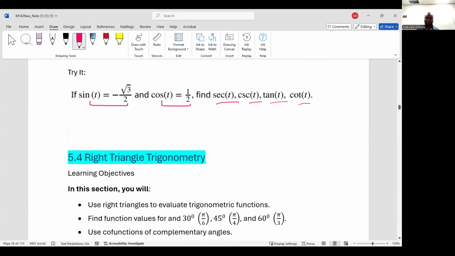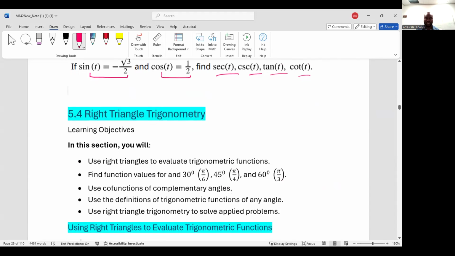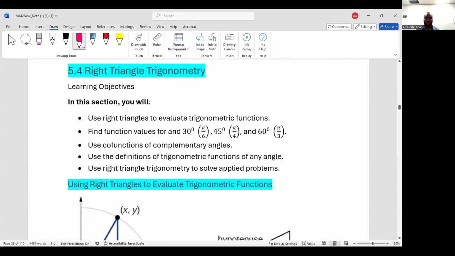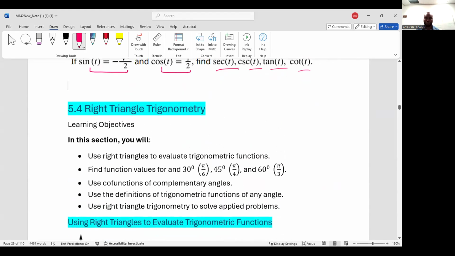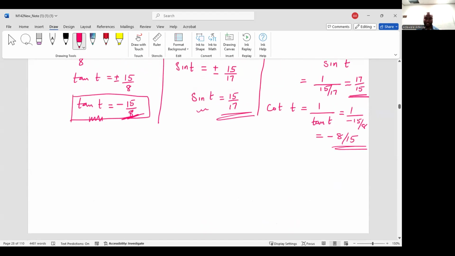I'm going to be ending this video at this point. Next time we are going to be looking at right triangle trigonometry. So be on the lookout for my next video.